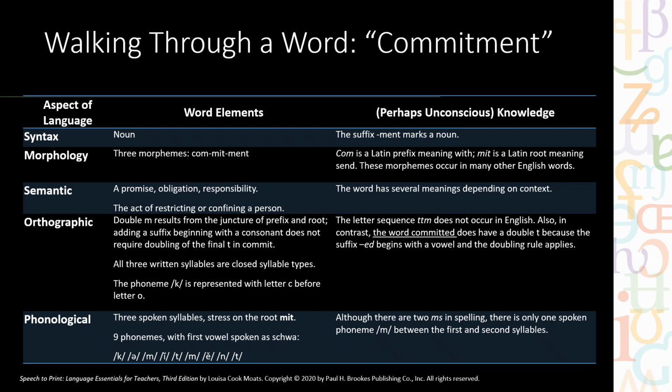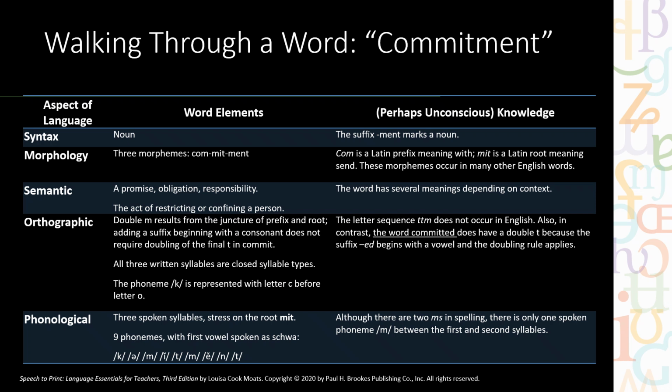Also under orthographic, one of the other components here is like, why is it a C at the beginning, not a K? And it would be okay if it was a K, but it's because of the Latin prefix meaning with, right? So the fact that it's C-O-M instead of K-O-M, is based on meaning of that first component of the word. All three written syllables are closed type, and that means they have a consonant, vowel, consonant structure. C-O-M, consonant, vowel, consonant. M-I-T, same thing. Ment, same thing, but with two consonants at the end.